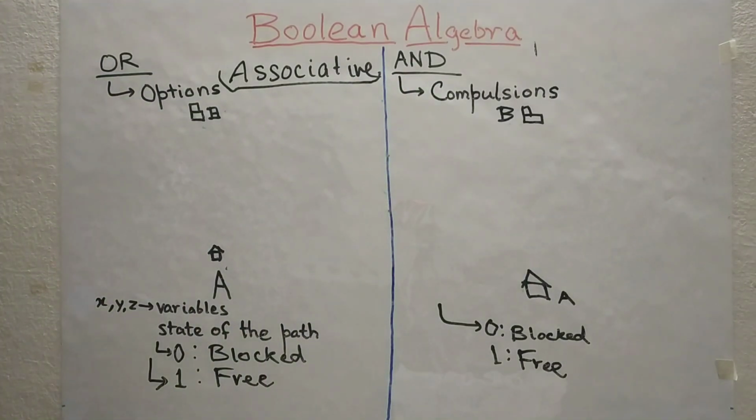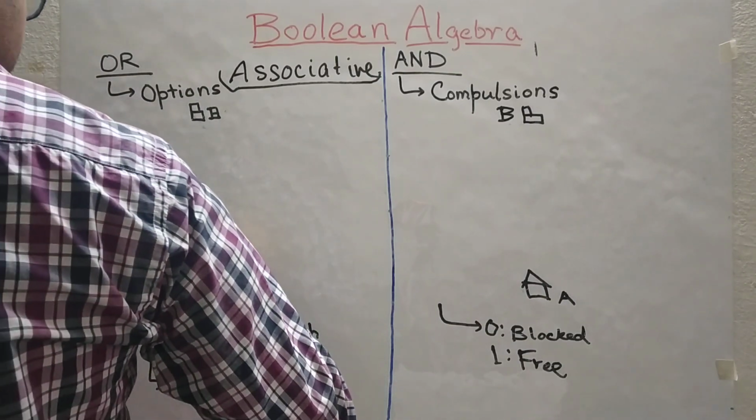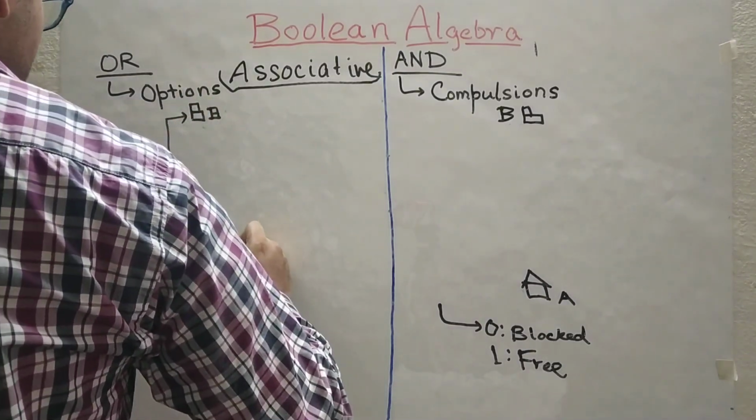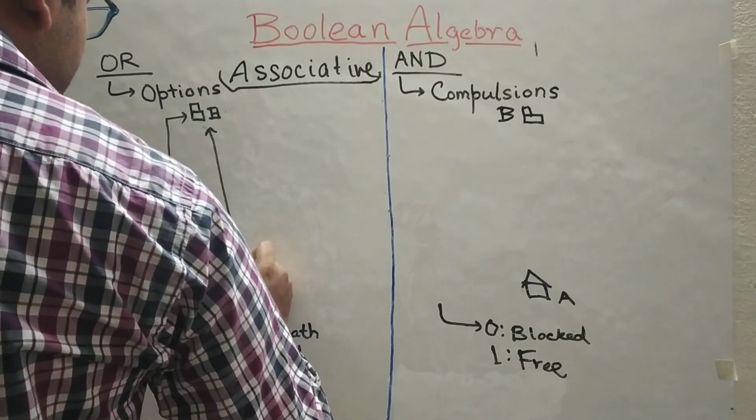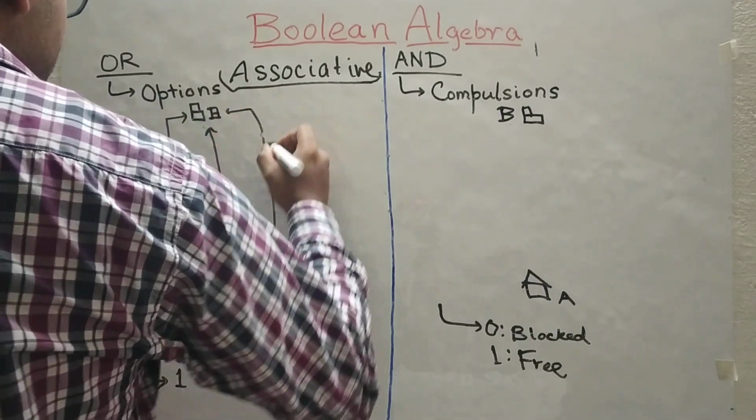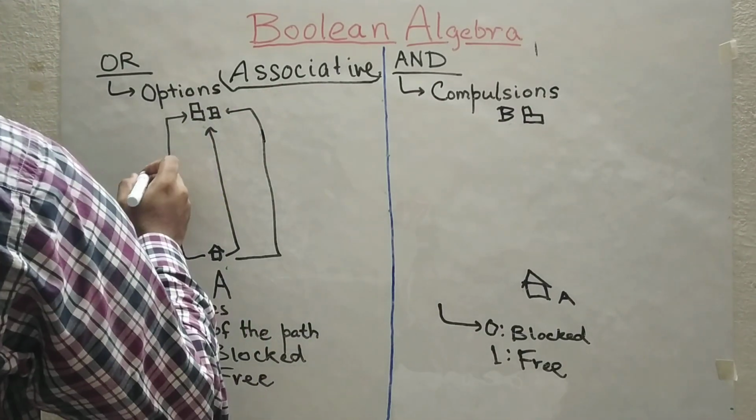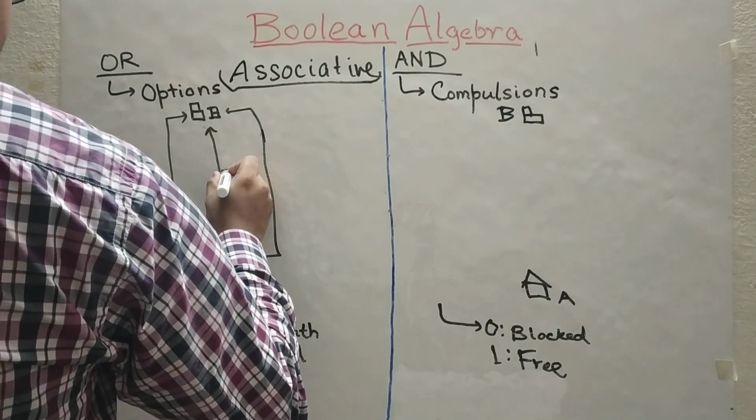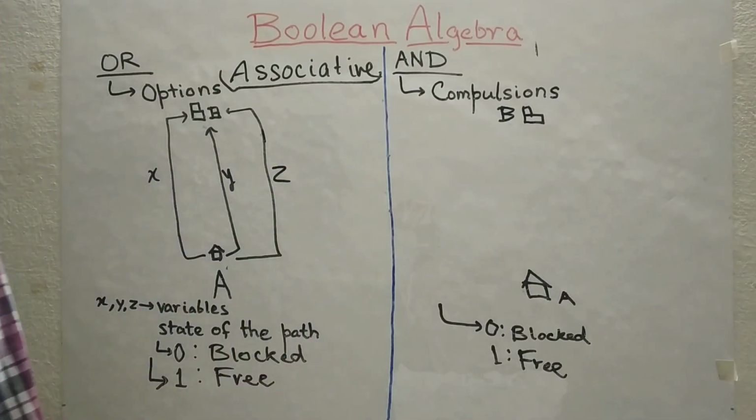So now instead of two paths, there are three paths to go from A to B. One is X, another is Y, another is Z. These are all three optional in OR.